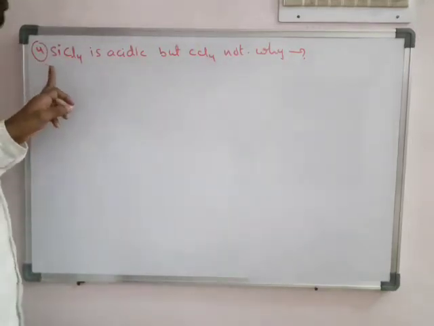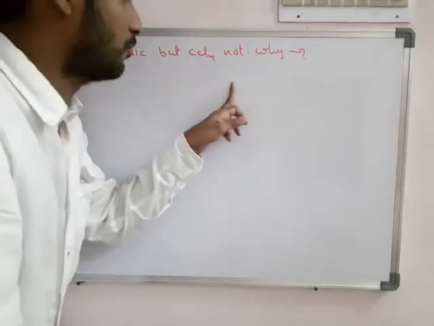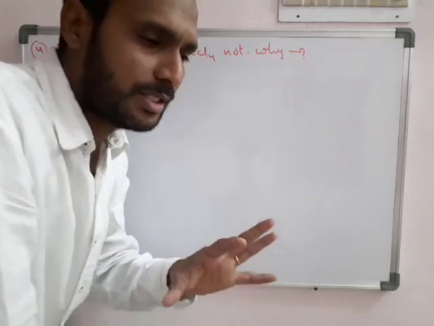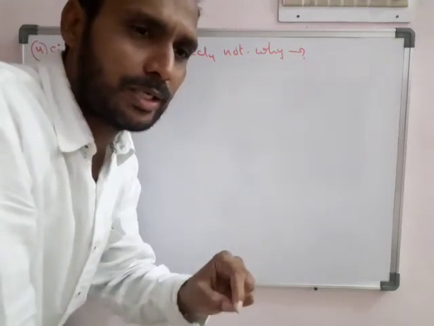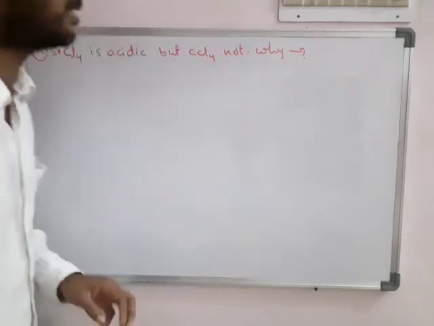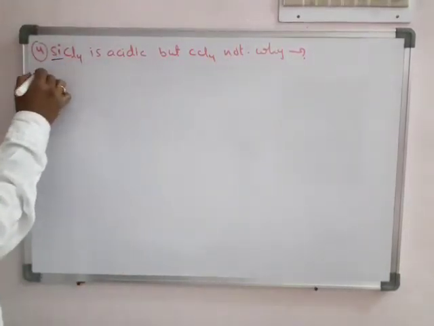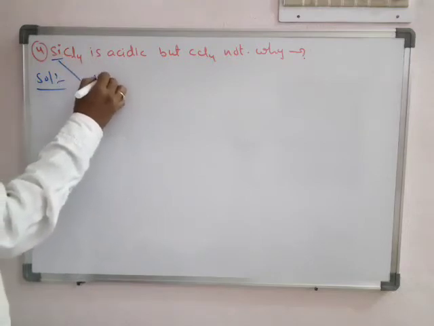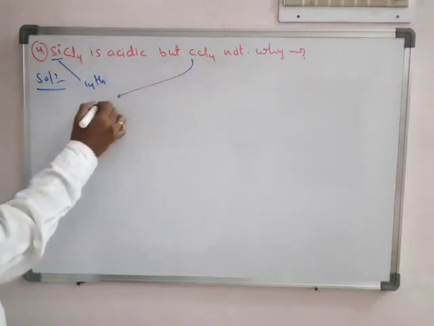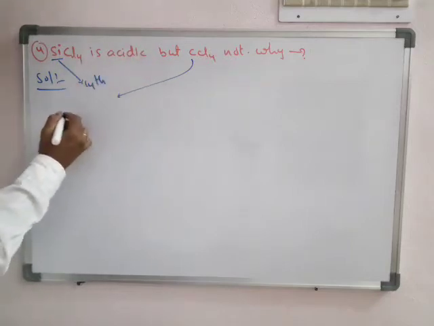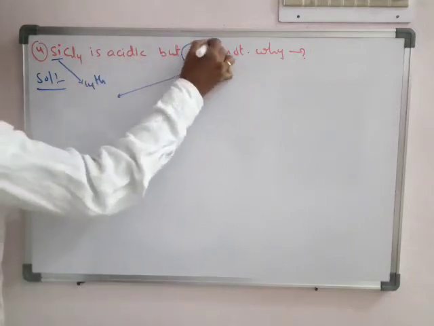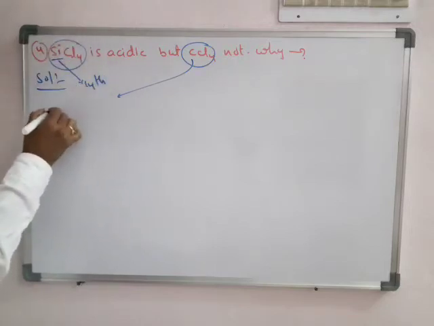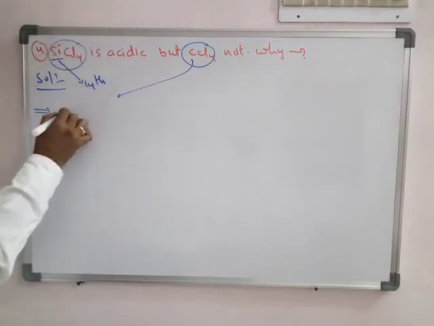Silicon tetrachloride is acidic, but carbon tetrachloride, CCl4, is not acidic. Why? Why are we comparing silicon tetrachloride to carbon tetrachloride? Silicon belongs to the 14th group, and carbon also belongs to the 14th group. Even though they belong to the same group, CCl4 is not acidic while SiCl4 is acidic. So first we see the position of carbon in CCl4.